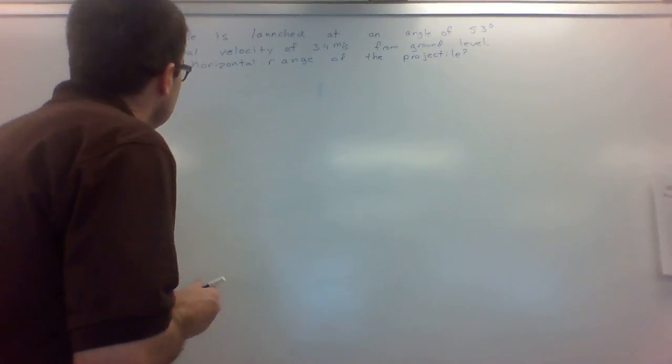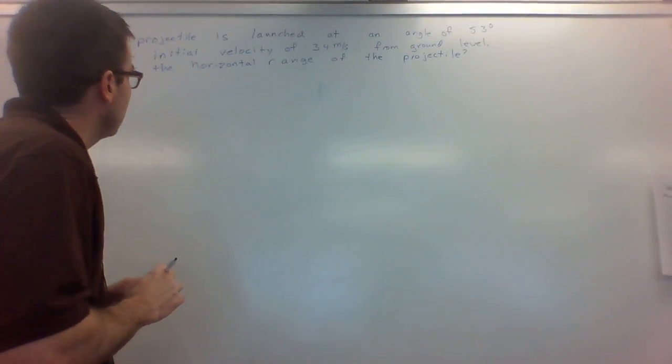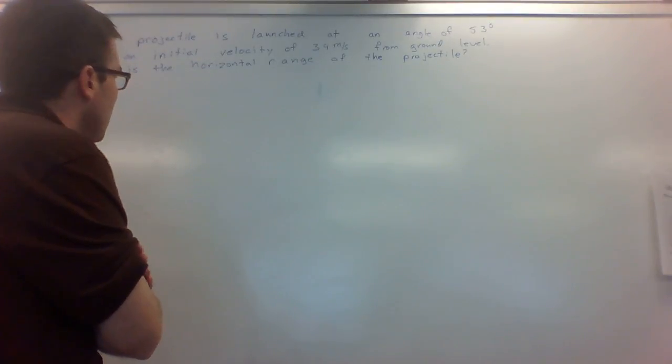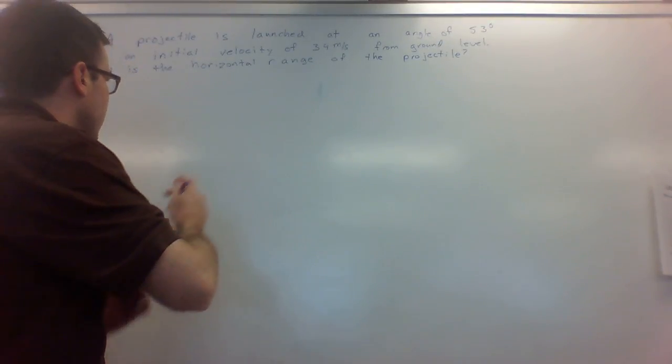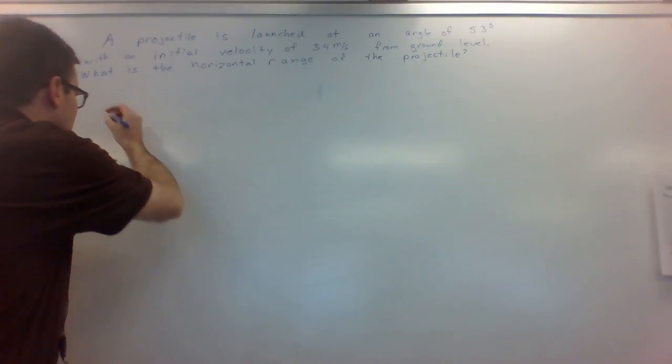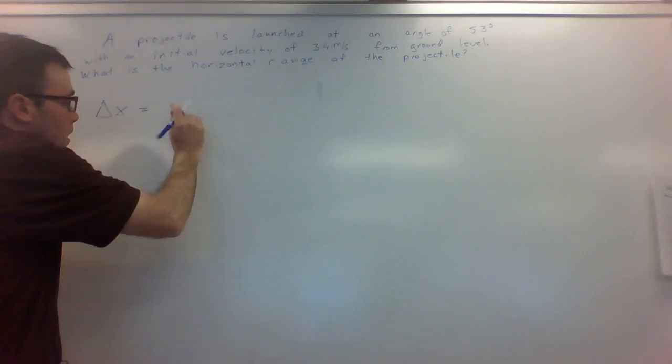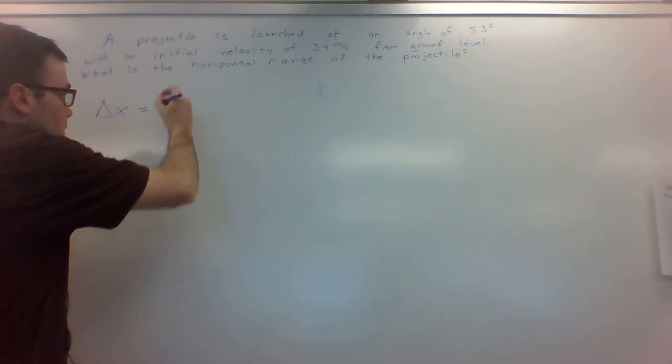Right, this problem says a projectile is launched at an angle of 53 degrees with an initial velocity of 34 meters per second from ground level. What is the horizontal range of the projectile? So we're going to use our range equation, which remember only works for projectiles launched from ground level.